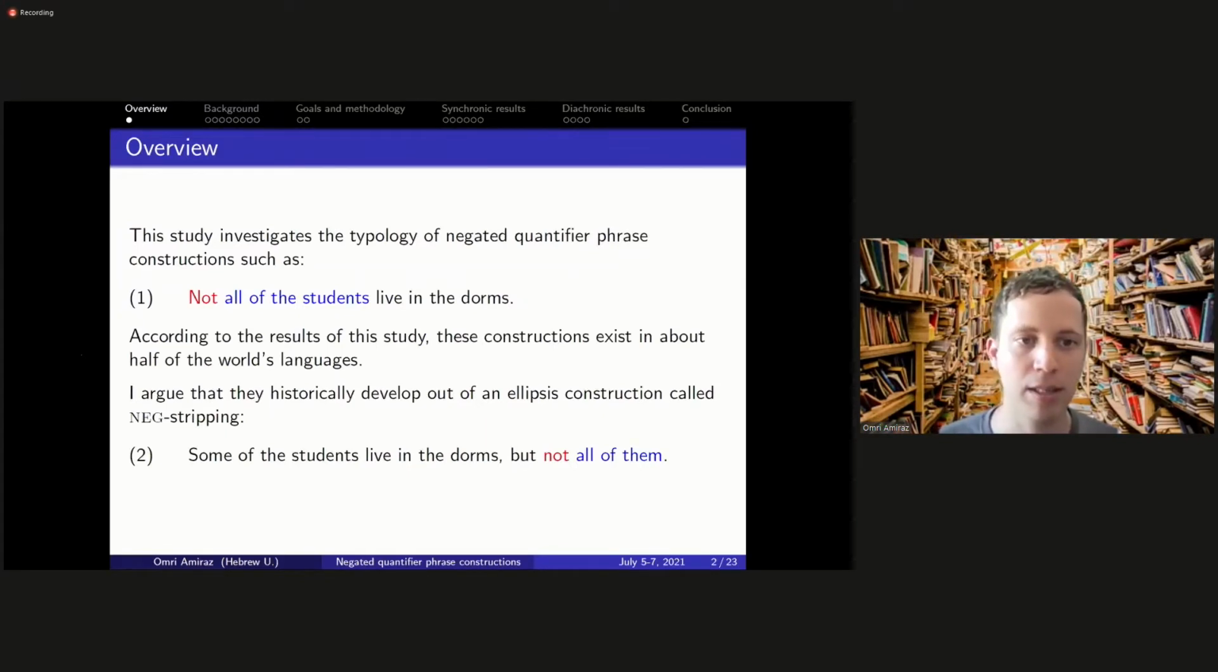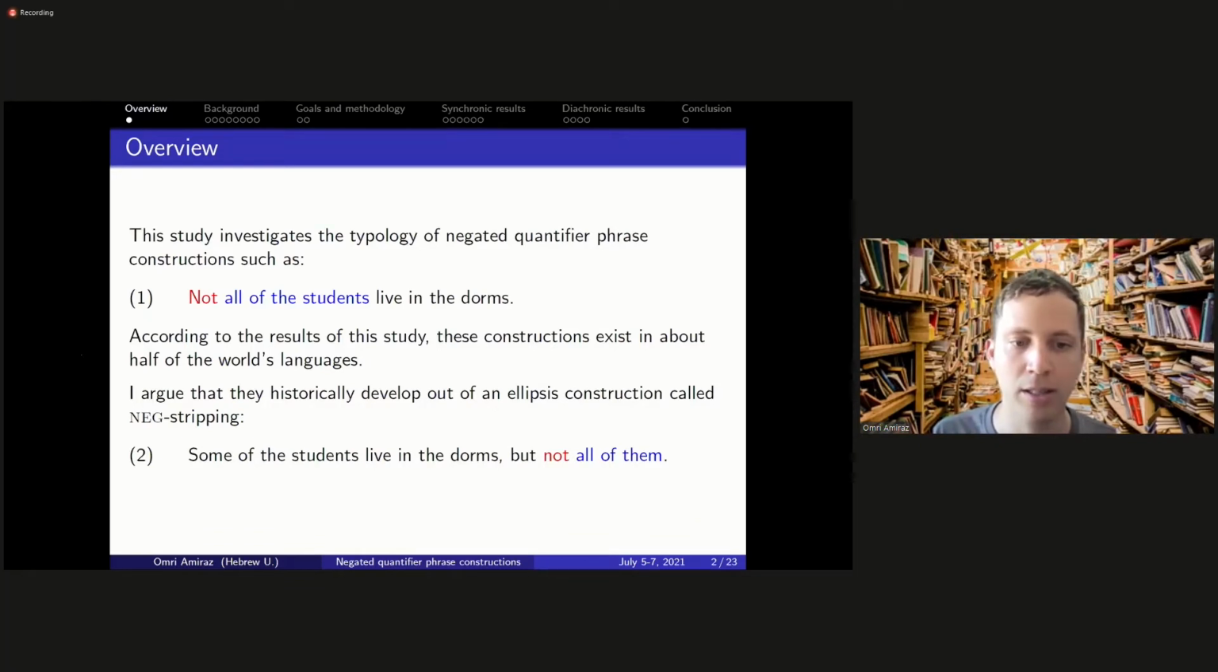So this study investigates the typology of negated quantifier phrase constructions, such as "not all of the students live in the dorms," where the negative marker is positioned before the quantifier phrase. According to the results of the study, these constructions exist in about half of the world's languages. So many languages do not have such constructions.